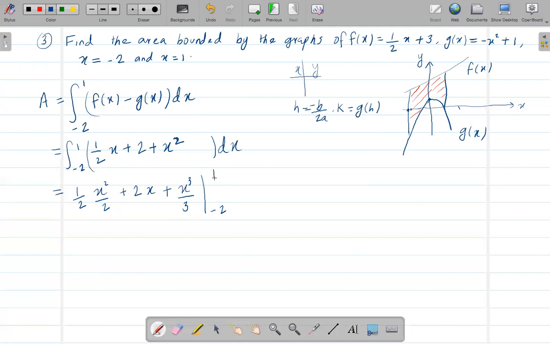Now, just like I did before, plug in the upper limit first, then minus. Plug this one here, you get something, minus, and make sure you distribute this minus to whatever number you get after that. Then plug in the lower limit and write that down here, and your final answer in this case will be 33/4, which is also 8.25.